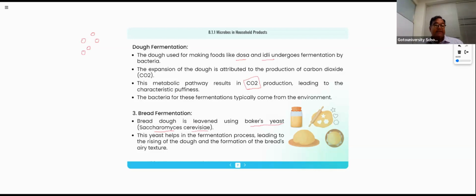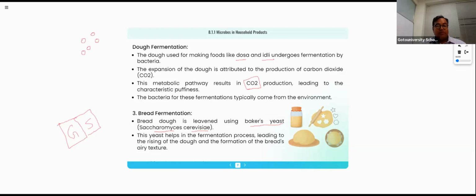Saccharomyces cerevisiae is a yeast name. Not all yeast are used for making bread, only certain yeast are used. We know Saccharomyces cerevisiae very well. One part is the genus name, another is the species name. The genus name is Saccharomyces and the species name is cerevisiae. So Saccharomyces cerevisiae is used for making bread of different qualities.